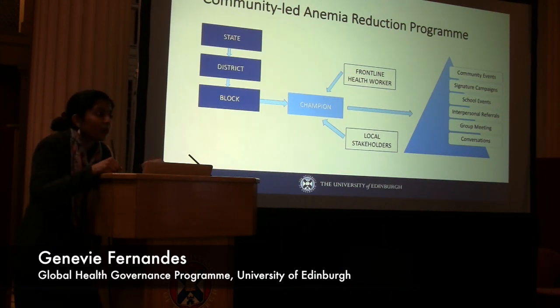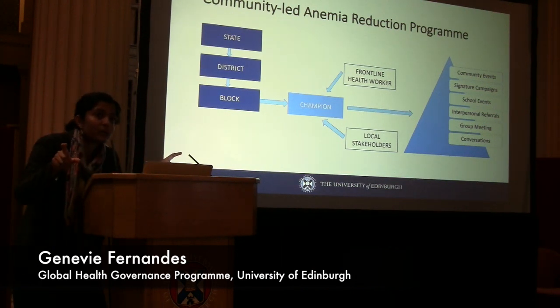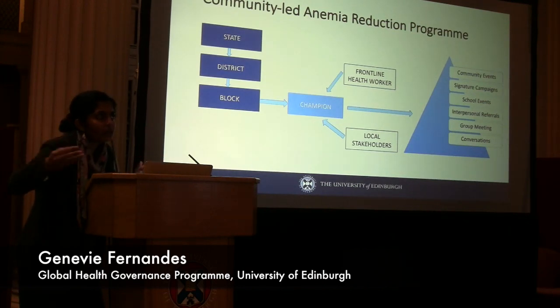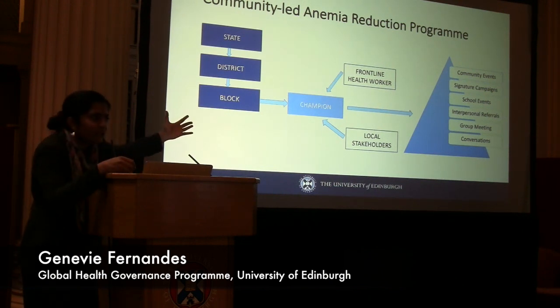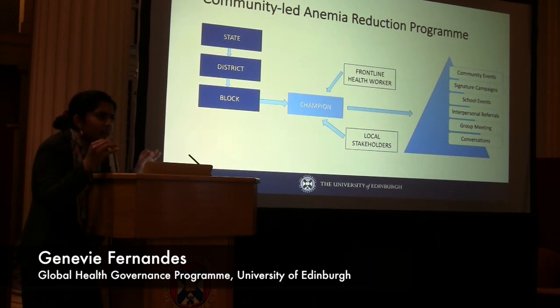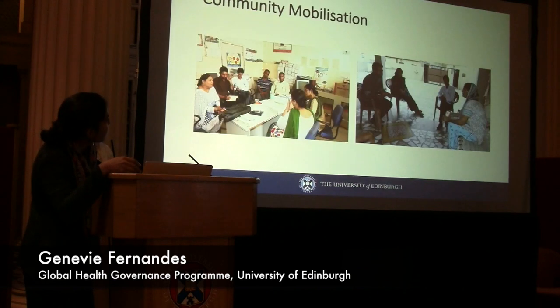We also went and spoke with vegetable vendors and tried to understand the demand and supply issues of fresh green vegetables, iron-rich vegetables, and get a buy-in from them so that they brought more vegetables into the villages. Signature campaigns by students, and finally community events. So these are the very simple, basic things that can be done at the community level.